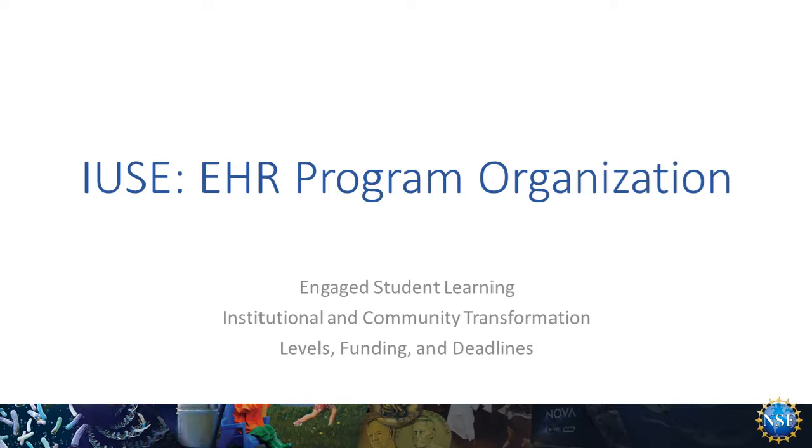Okay, so let's get on to program organization. We're going to talk about the different tracks and the different levels that are available within the program. The program itself has two different tracks. They are engaged student learning and institutional and community transformation. And within each of those tracks, there are several levels available, which could reflect the scale and scope of the projects that you might be thinking about.